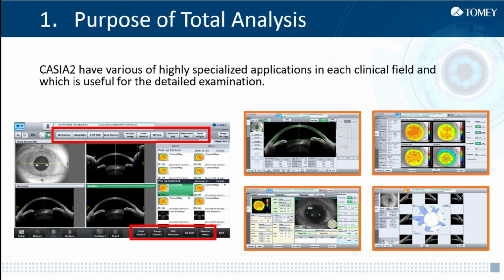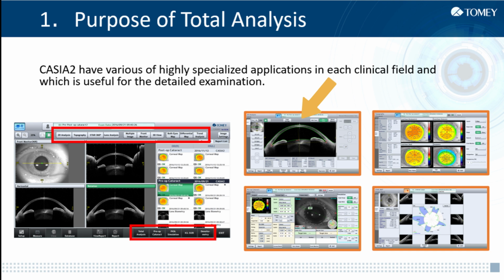Before seeing the Total Analysis application screen, this is the browsing screen of CASIA 2, which we can see after taking the measurement. There are many kinds of applications on it. Some applications are for cataract, for glaucoma, for cornea, for refractive, also for tears. And those pictures are the screen of each application.